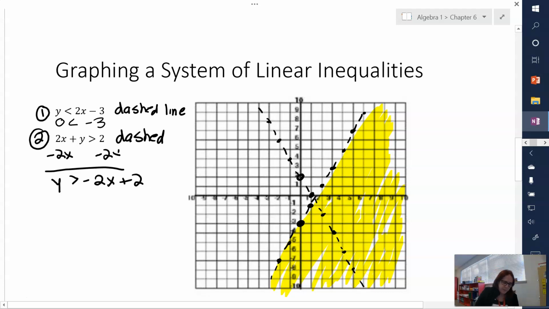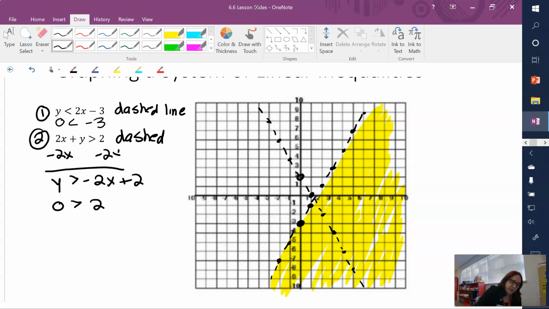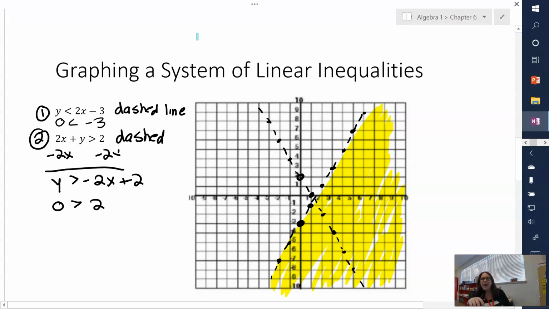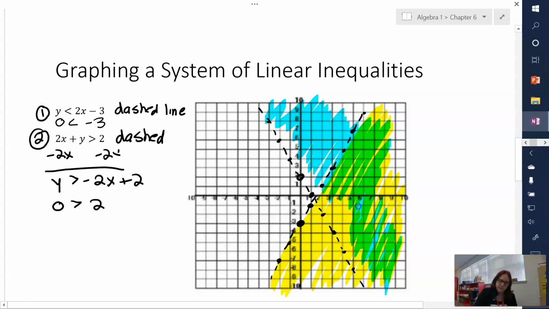Test point for this one. So 0 greater than 2. That is also not true. So I'm not going to shade on the side of this line where the origin is. I'm going to shade on the other side, and I am going to use blue. What's going to happen is when I shade this other side, the area that's the intersection is going to turn green. So right there, that green area, that's where our solution is.